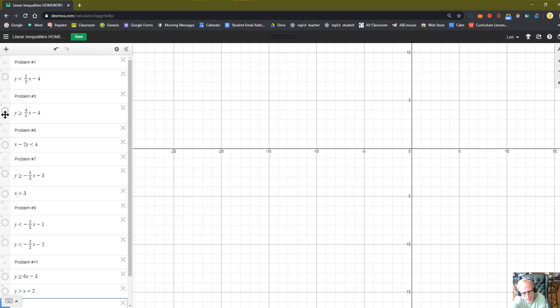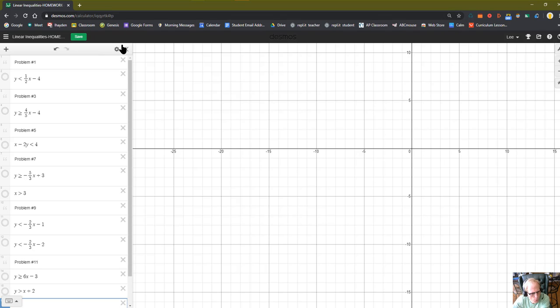So if there's one thing I really want you to get out of this class this year, it's how to use Desmos. How to do regression with a table of values, how to graph lines and inequalities, how to add comments, how to change the scale or the colors or any variety of things. So it's a really powerful tool.